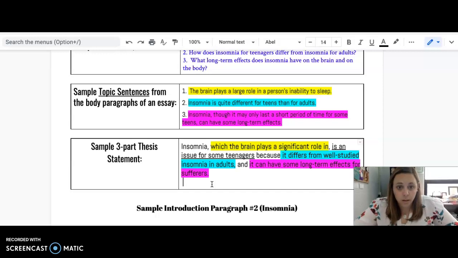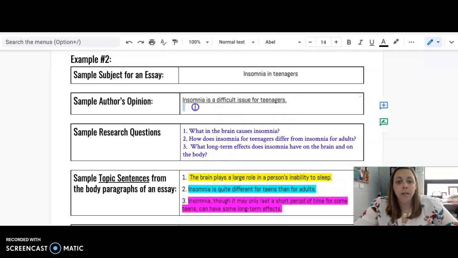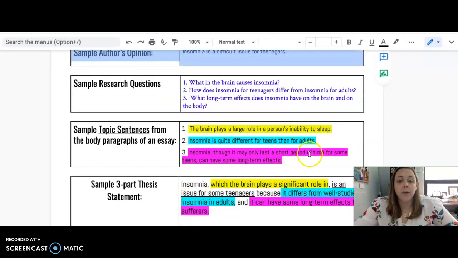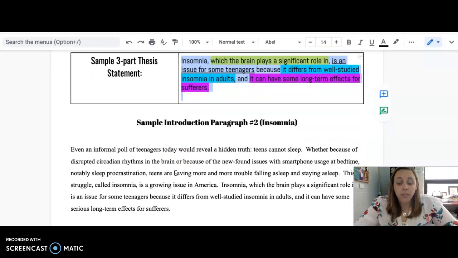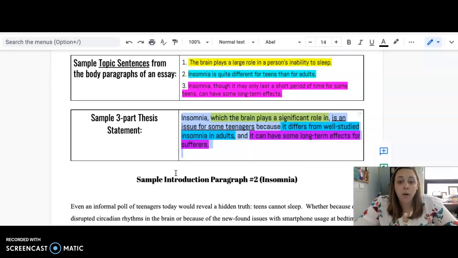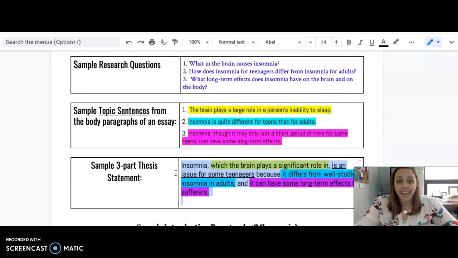It will not work. So I want you to work hard on this. I want you to think, how can I first create my opinion? How can I create my 3 topic sentences? And then how can I put my topic, my opinion, and all of my main ideas into a 3-part thesis statement? After we've done this, we'll move to the different parts of the intro, but this must be done and checked by me first.